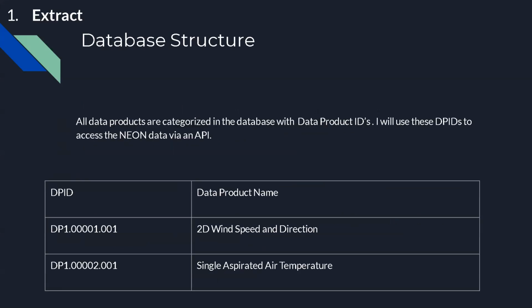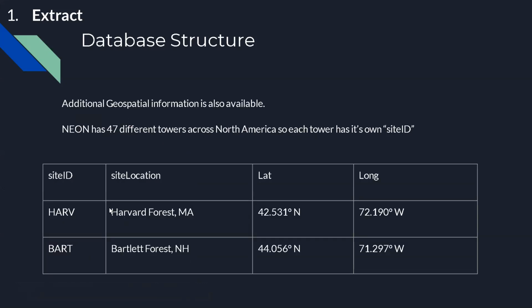This is what the database structure looks like. We've got DPIDs and product names, and all the data products are organized in the database by these DPIDs. When I use an R package to download the data, I'll call the data I'm downloading by its DPID. Then every site has some site information: a site code, and a name with a little more granularity, so we know it's Harvard Forest, somewhere in Massachusetts. And then we have a lat long for that site.